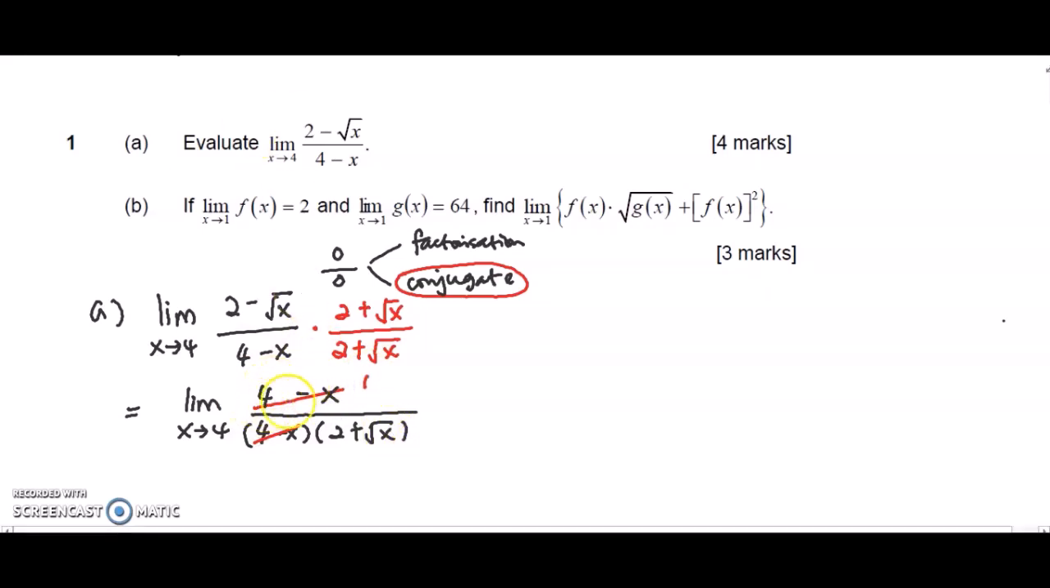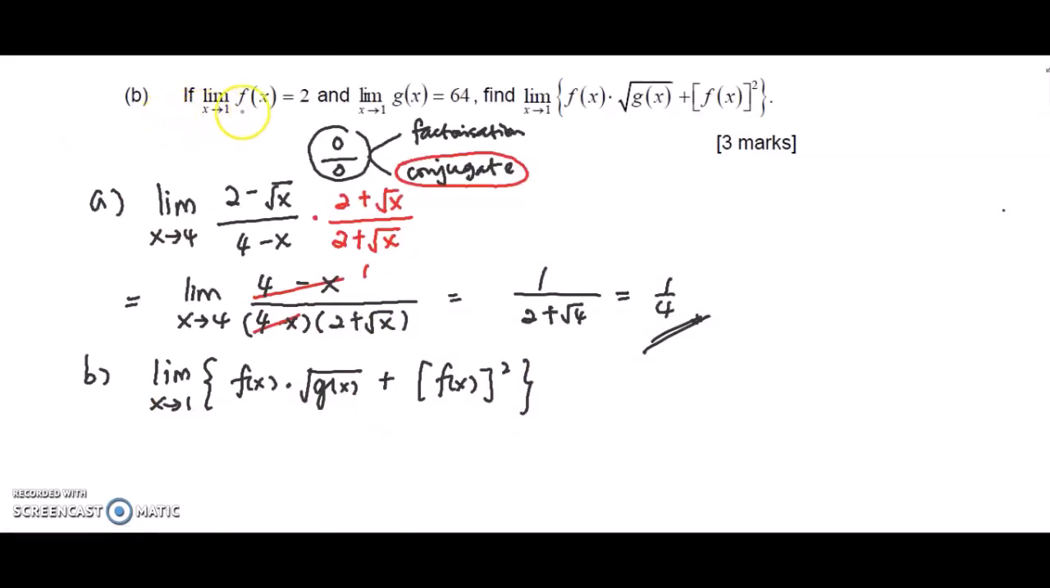After you have cancelled off this 4 minus x, you can use the substitution method. Substitute the 4 inside, you have 1 over 2 plus square root of 4. So that will be 1 over 2 plus 2, that will be 1 over 4. You can see that the 4 minus x here is what made you get the 0 over 0 just now. Once you have cancelled this off, you can go back to the substitution method, substitute the 4 into the x, then you get the answer.